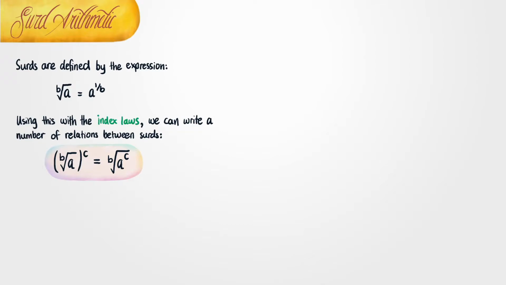I want you to see that if we have a power outside of the surd, we can bring it inside of the surd. And if we have a power inside of a surd, we can also take it outside of the surd. Both of these sides are exactly the same. Now, I don't think a rule like this is very useful if you don't see how to use it. So how about I give you an example to show you why this rule is actually useful.